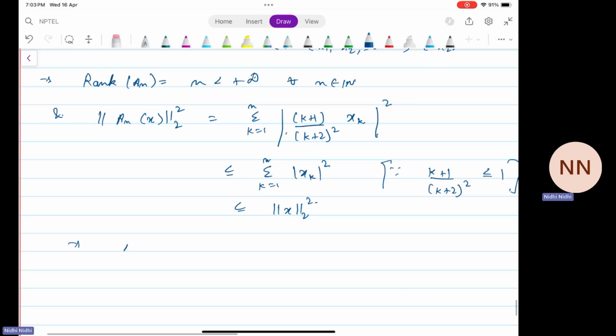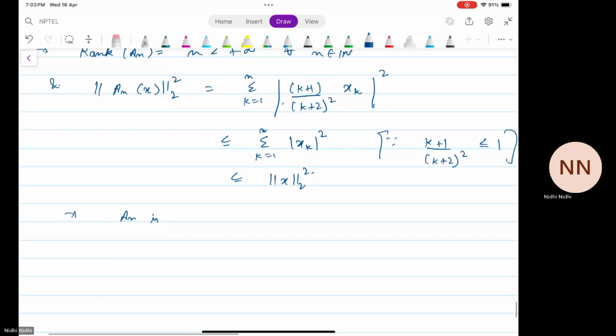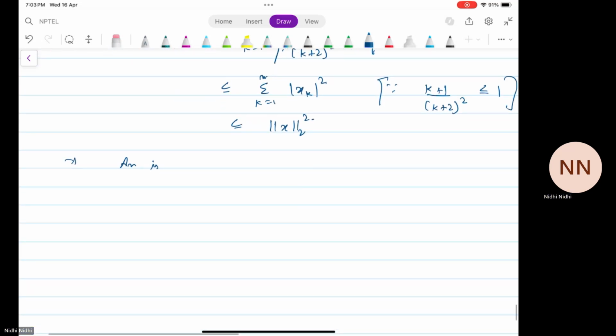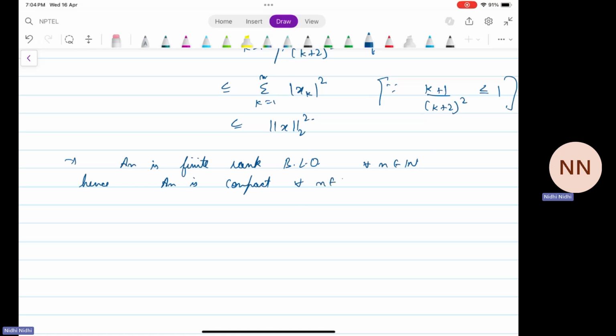Therefore, A_n is a finite rank operator, a finite rank bounded linear operator. And we know that finite rank bounded linear operators are compact. Therefore, A_n is a finite rank bounded linear operator for every n in N. Hence, A_n is compact for every n in N.